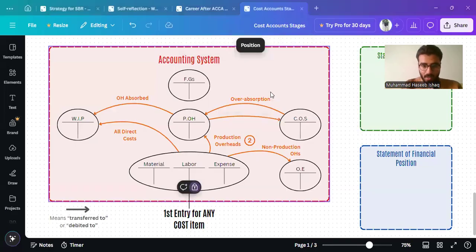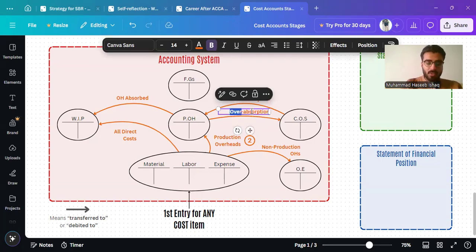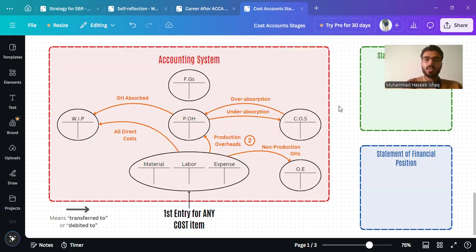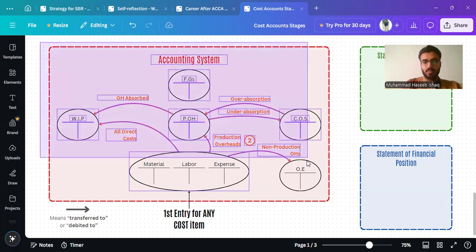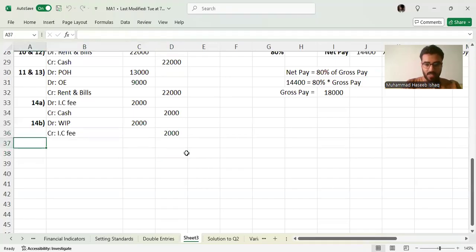Right. So I was saying that if we have under absorbed the overheads, then the under absorption is transferred to the cost of sales account. Now with the use of the arrows, you can easily see what is being debited to where. You can easily translate the double entries just from looking at this diagram. So the first entry for this stage is the 15th transaction.